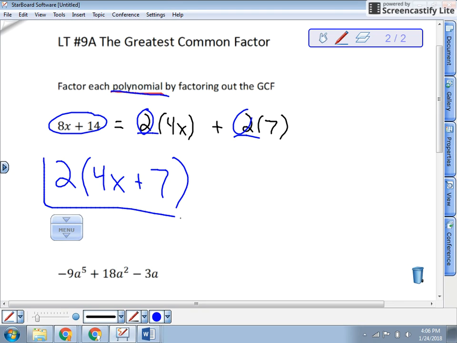I factor out a GCF. I take out the 2. What's left? Notice, I started with 2 terms. I better have 2 terms inside my parentheses. So kind of keep that in mind. But that's how you're going to factor out polynomials. Let's do 2 more quick examples, and we'll be good.